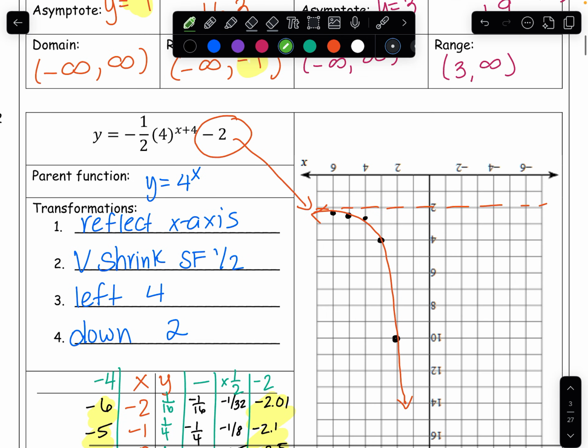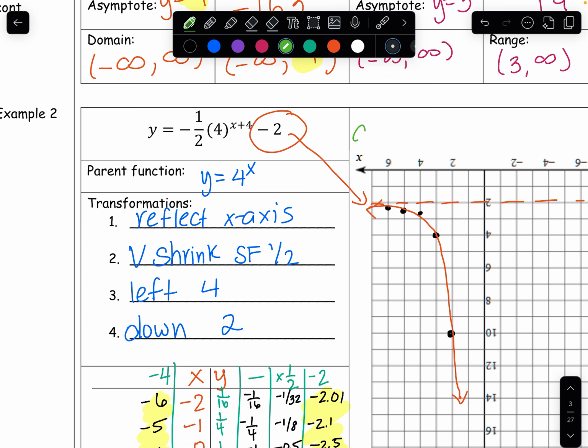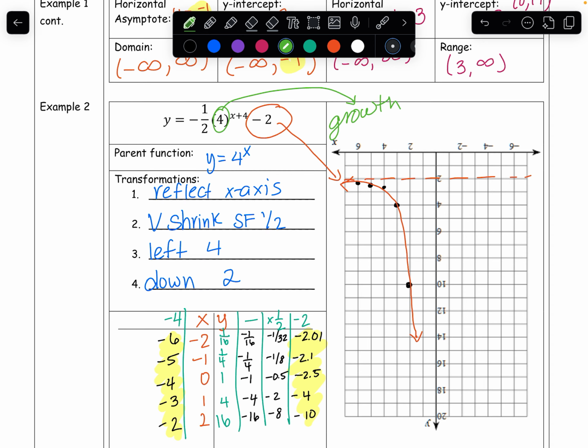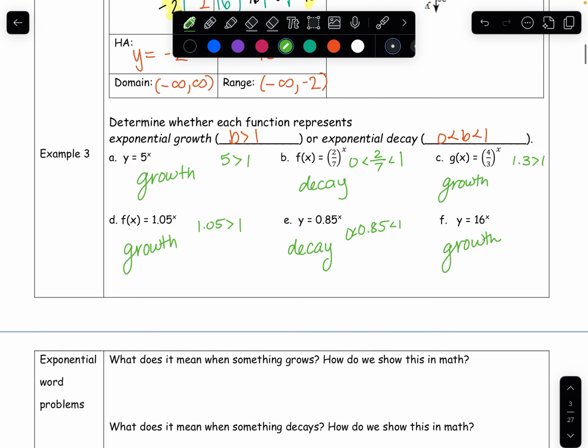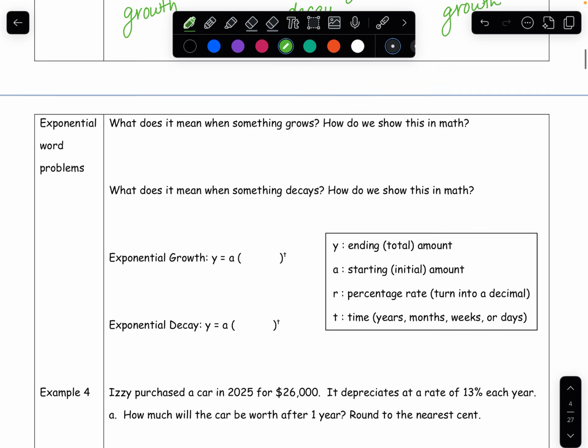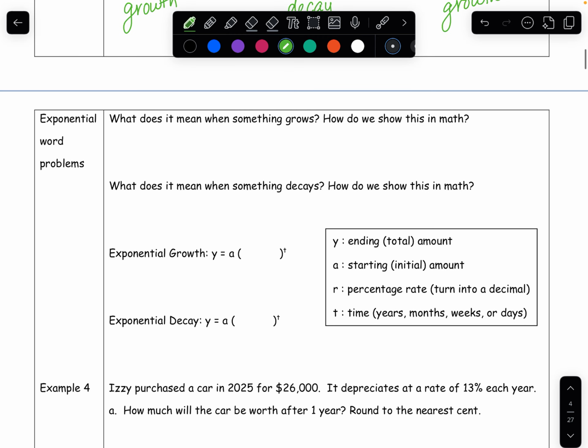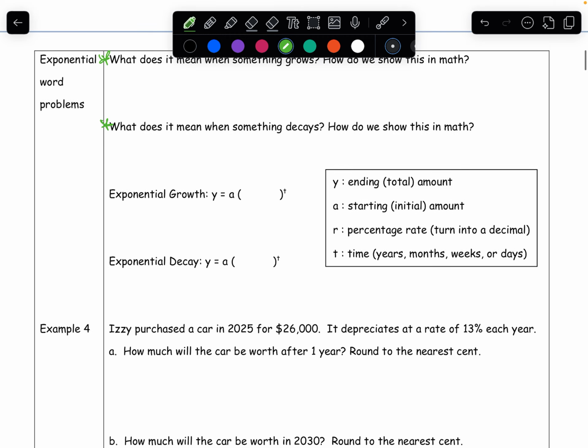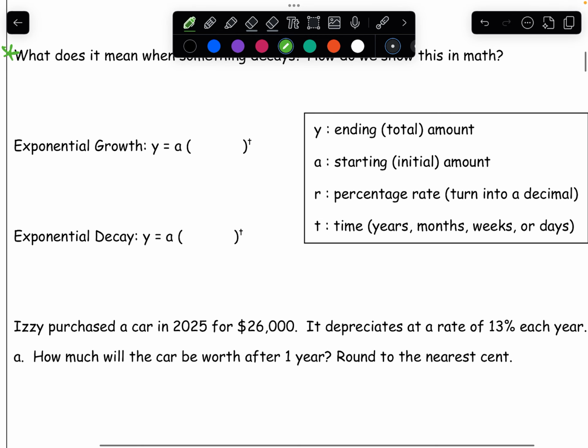All you're doing for your base is looking at the number attached to the exponent. So for example, example 2, this would be a growth problem because your b-value is greater than 1. Even though it looks like decay, that's because when we transformed it, we reflected it. Okay. Now we're going to look at some word problems. Here we go. So what does it mean when something grows, and how do we think of this in math? I want you to take a moment and try these two on your own, and we're going to talk about them in class. But exponential growth and exponential decay.